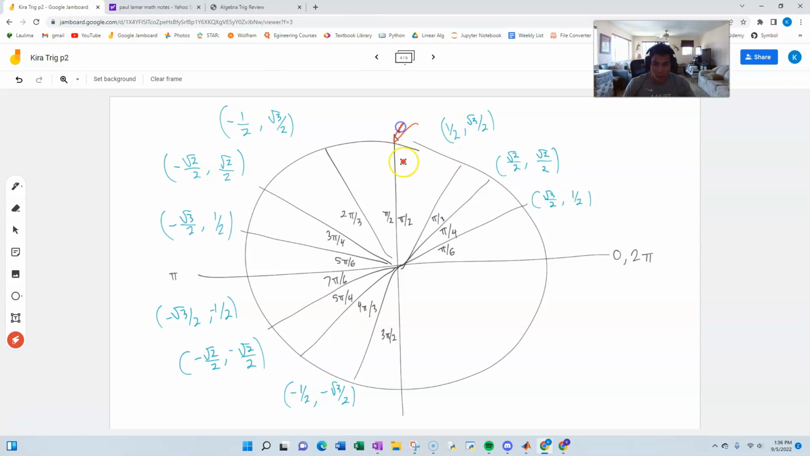Oh yeah, and of course we should write out this coordinate as well, which is 0, 1. And we know that this guy is 1, 0. And pi corresponds to negative 1, 0. Thus this guy corresponds to 0, negative 1.